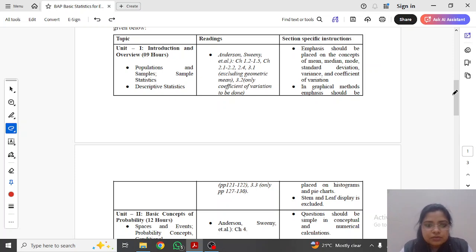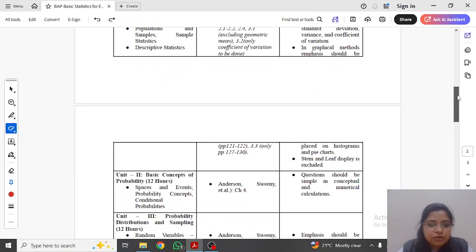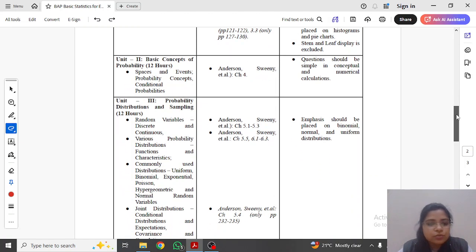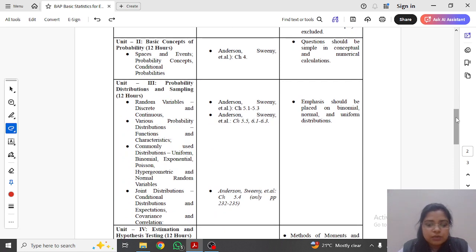All right. So for this unit, you are going to refer to sections 1.2 to 1.5, sections 2.1, 2.2 and 2.4, and 3.1 of the book. Note that page numbers are also mentioned here. So in case you are supposed to exclude any section from the book, it would be mentioned here in this document.